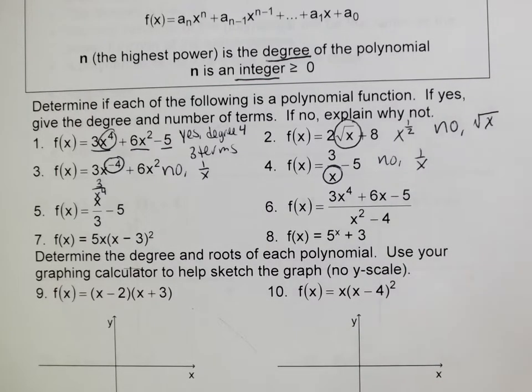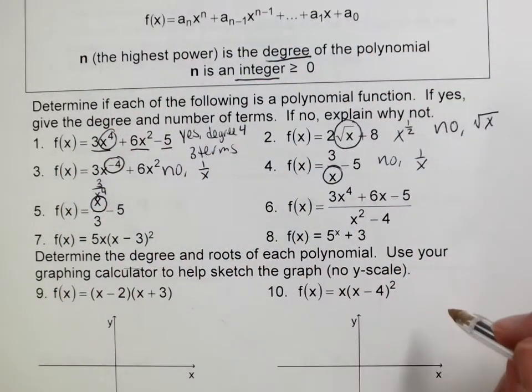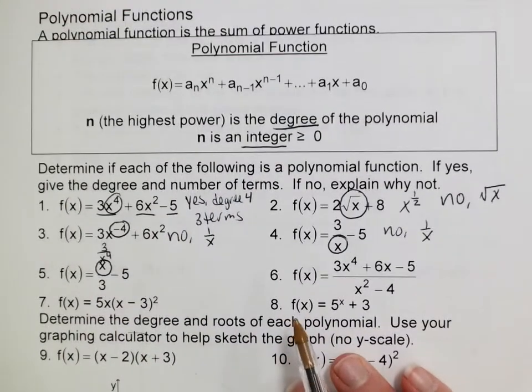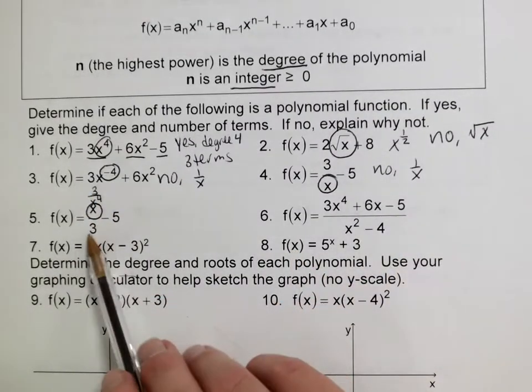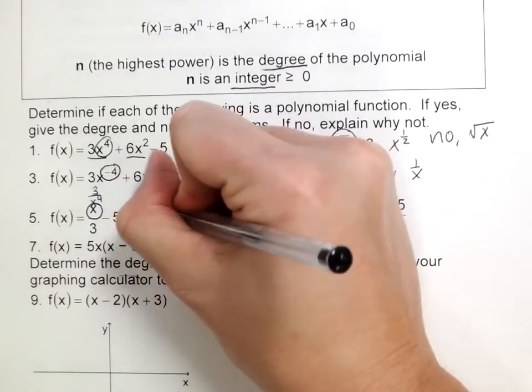Question number 5, a little bit different. Notice the x is in the numerator, the number's in the denominator. It didn't say anything up here about the fact that your a's had to be integers. So this 3 on the bottom, that really means just your a is a 1/3. So this is, yes, it is a polynomial.